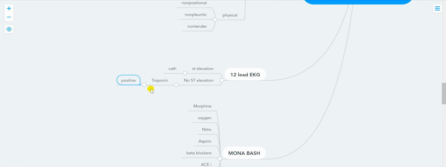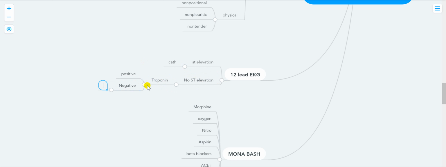So if it's positive, then you do the cath. What if the troponin is negative? We will still go for the cath, because in the first 6 hours the troponin can be negative. We can do stress testing, but the patient is already having ST depression and pain, so I will avoid stress testing. I will definitely go for the cath to do a coronary angiogram.